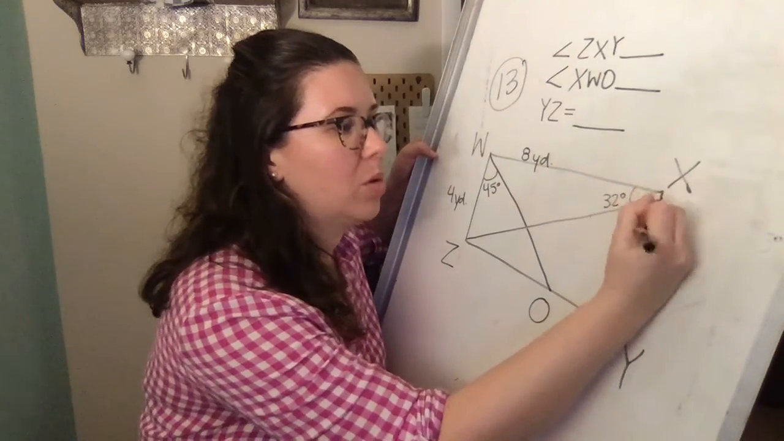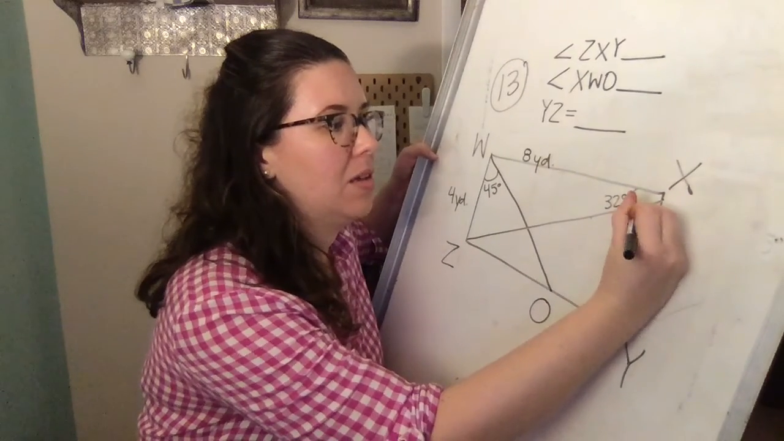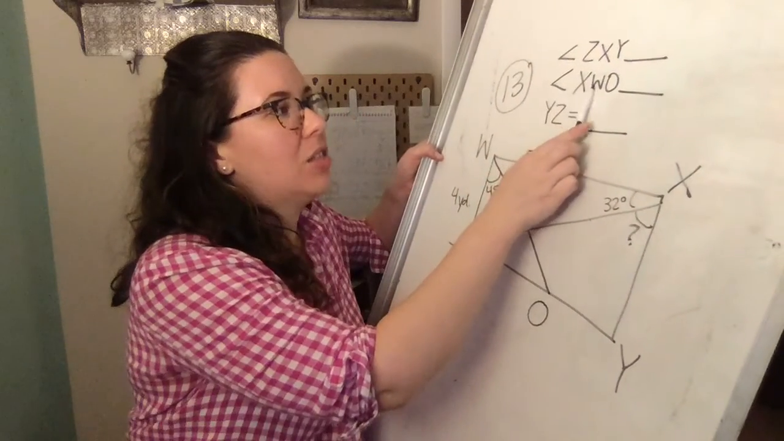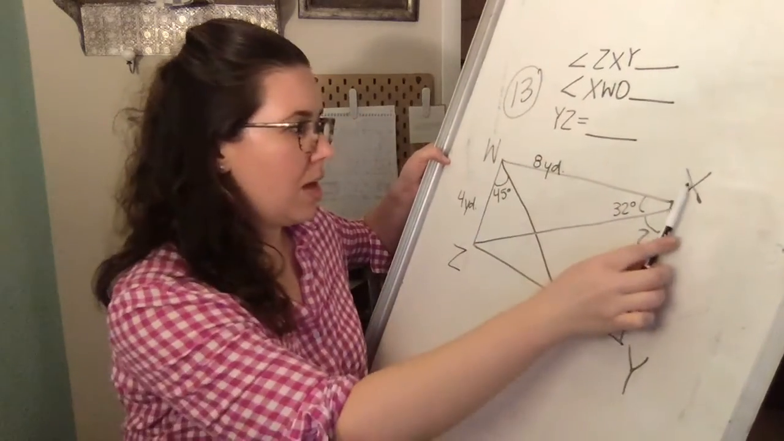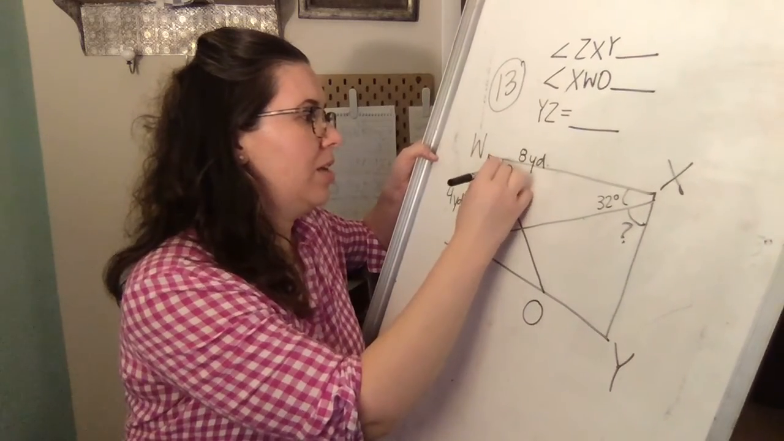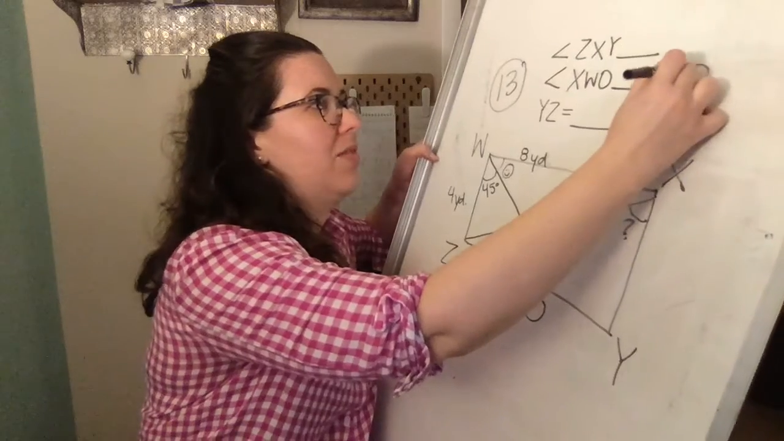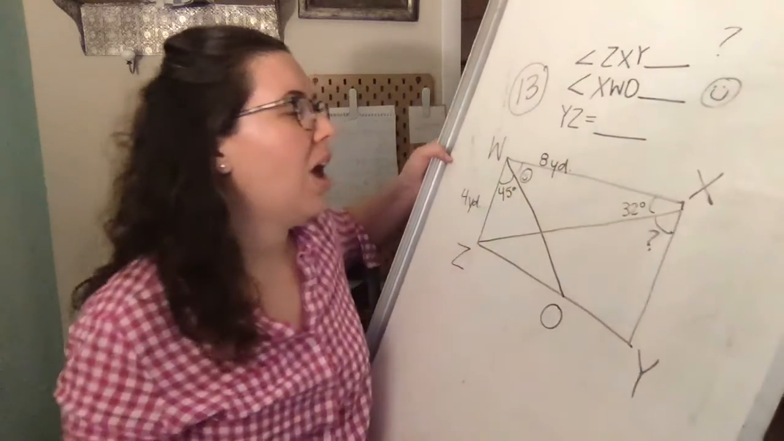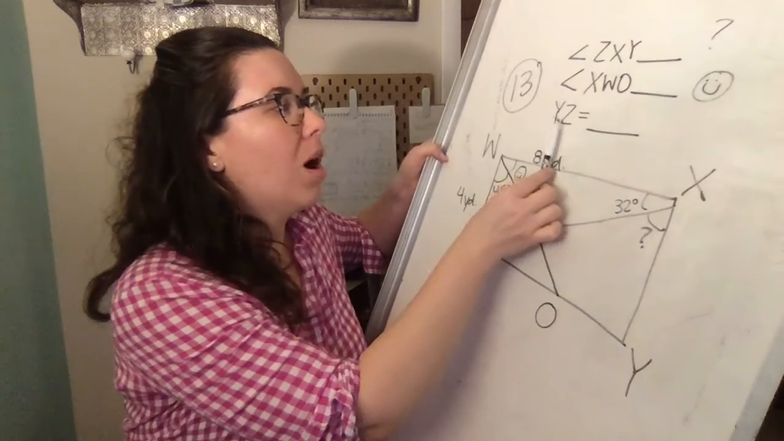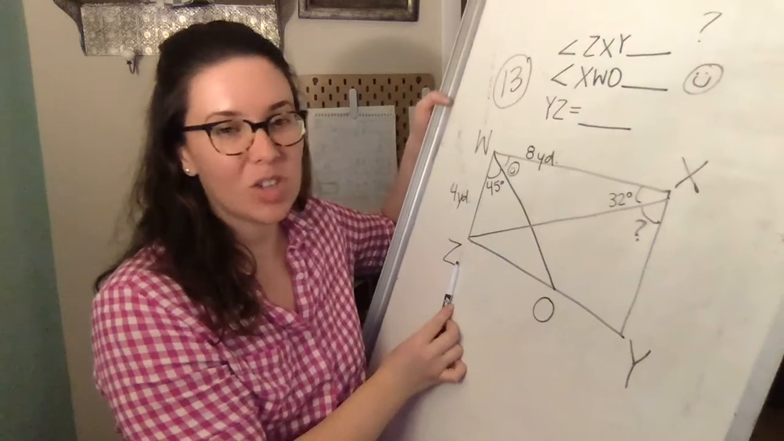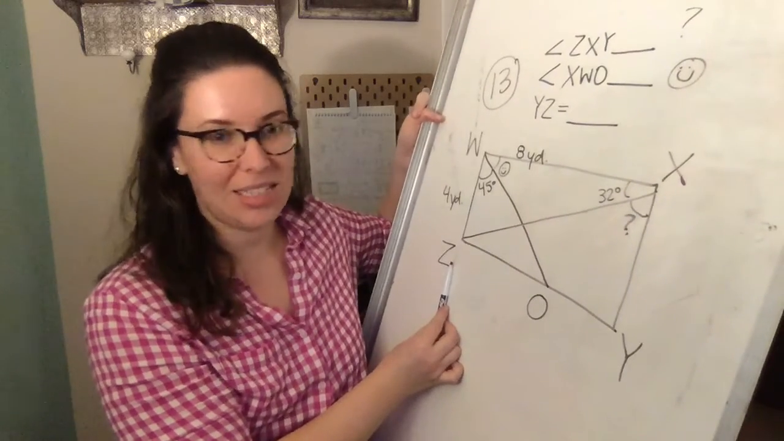I'm going to put a little question mark there so it's easier to see. They want to know the question mark, angle XWO. And I will put a smiley face. And then they also want to know the length of YZ. All right, I'm going to start with that one because I think those are the easiest.